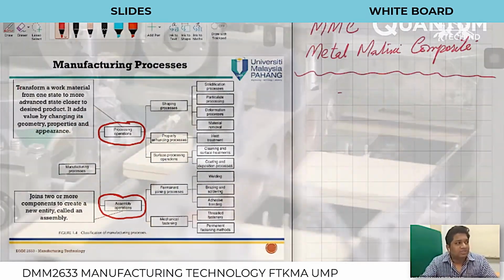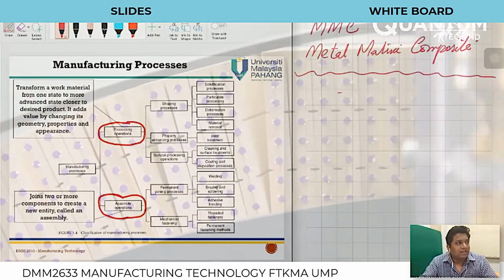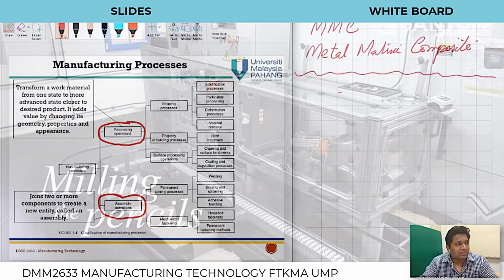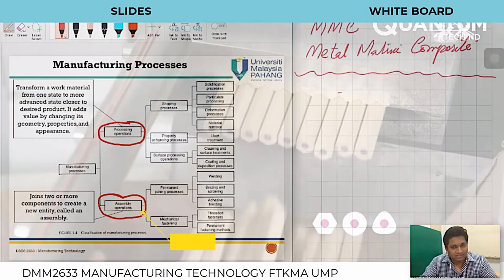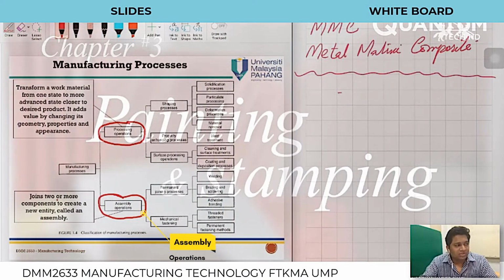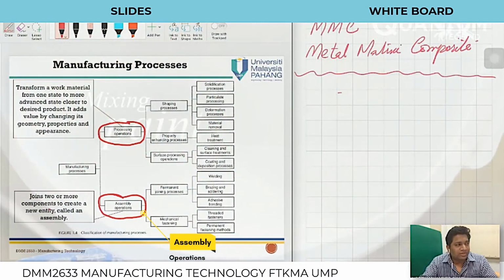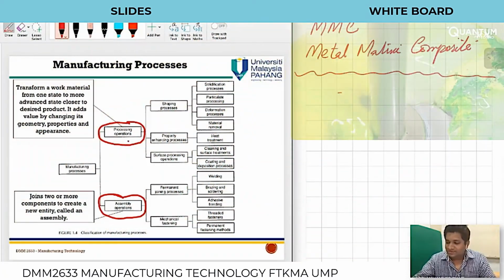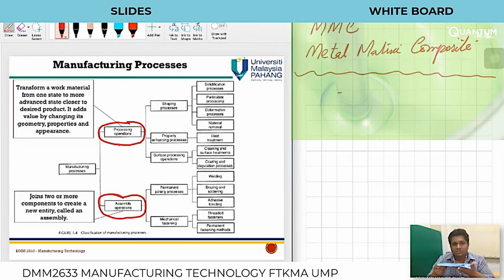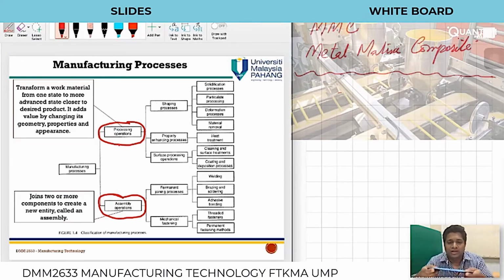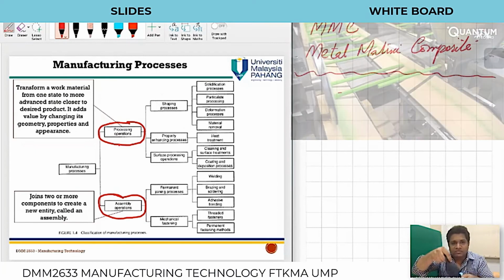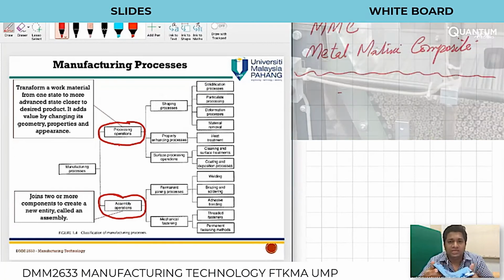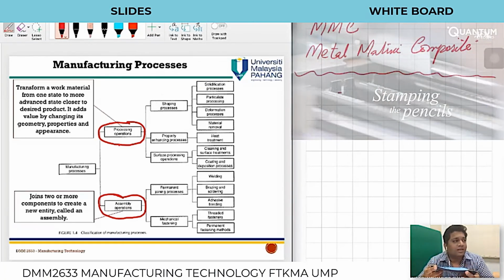Basically, processing operation is basically to transform a work material from one state to more advanced state closer to the desired product. It adds value by changing its geometry, properties, and appearance. What is assembly? We join two or more than two components to create a new entity called an assembly. So basically, if I've got this raw material, and I'm going to do bending operation, shaping operation, forging operation, then these are basically to change the geometry, to change the appearance. Then these are processing operations.